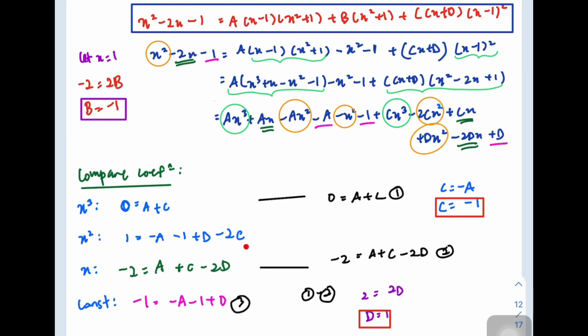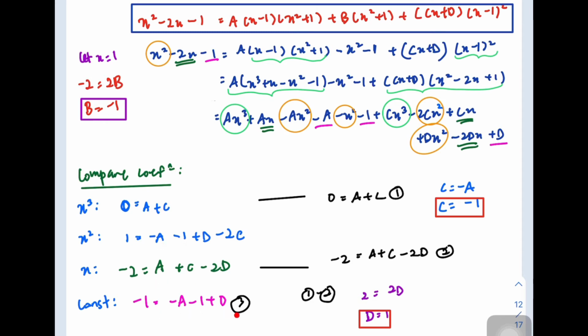Next one is the coefficient for x, which I have underlined with the green one here. This is negative 2 for your left hand side. For your right hand side, this is it, a plus c minus 2d. And finally, for your constant, the one in pink here, your left hand side is minus 1, your right hand side is minus a minus 1 plus d. So write it back. Now we have finished writing 4 equations here.